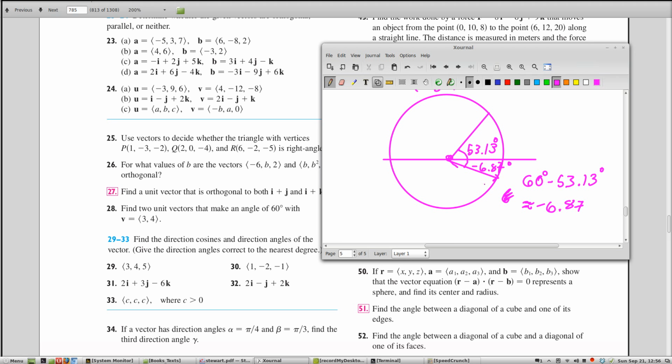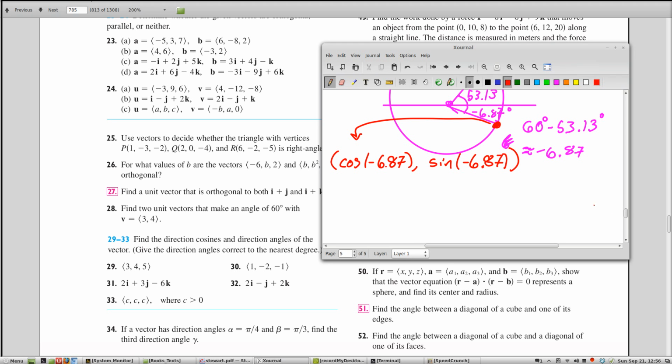And so how do I get this point on the unit circle? It's just going to be cosine of minus 6.87 comma sine of minus 6.87. Okay, so I'm just using the fact that unit vectors lie on the unit circle and the connection that I know to trigonometry. If you find that confusing, feel free to do it some other way.